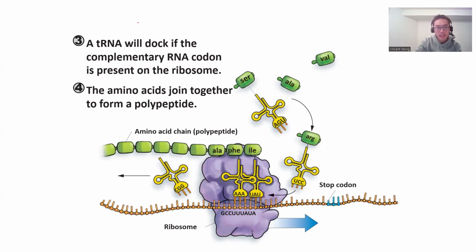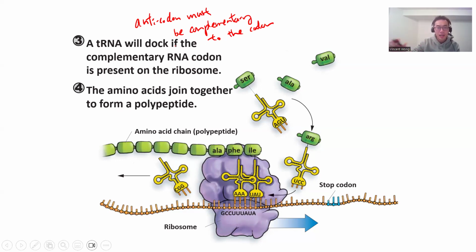In other words, the anticodon must be complementary to the codon. The anticodon on the tRNA must be complementary to the codon on the mRNA. And then you will join them together. Right? This one, where is this one going? This one is going to reload another amino acid. Okay.